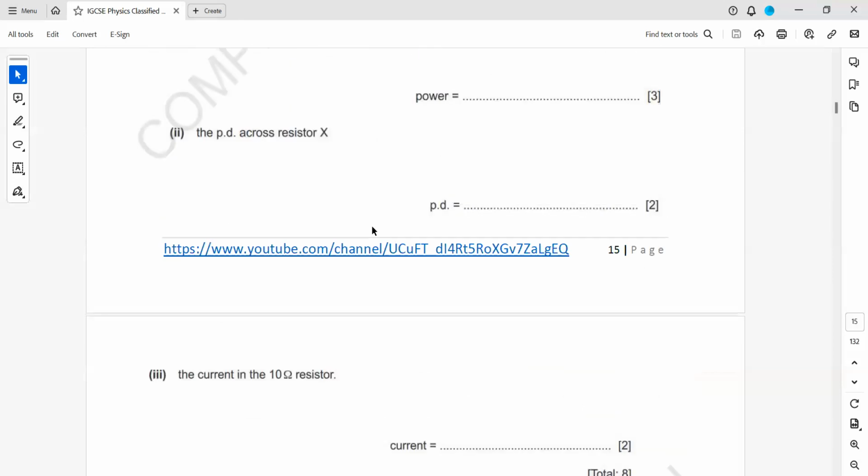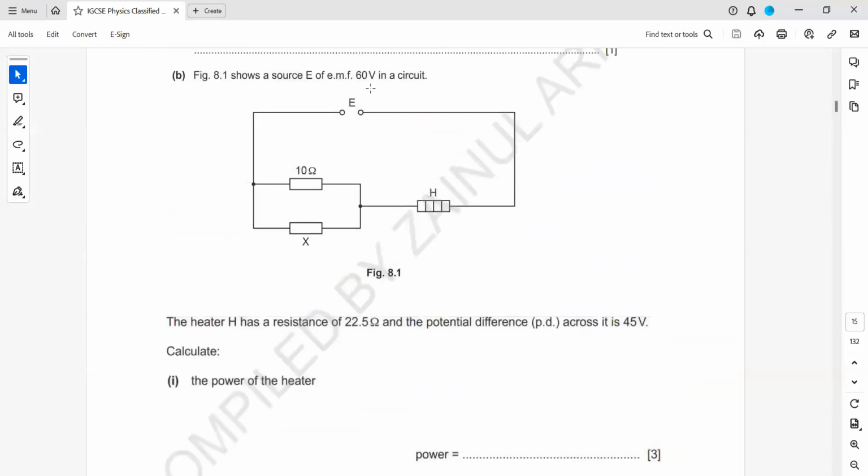The current in the 10 ohm resistor. So how do we work out the current in the 10 ohm resistor? As I mentioned, this is 45 volts. So this was 60, so this is 15 volts and this also 15. We have the resistance, so we use the formula V equals IR. V is the voltage, which is 15, I is the current and R is the resistance, 10. So 15 divided by 10, the current will be 1.5 and the unit will be ampere. So voltage divided by resistance will give us the current.